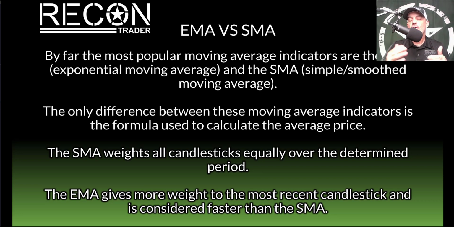The SMA weights all candlesticks equally over the determined period, whereas the EMA gives more weight to the most recent candlestick and is therefore considered a faster moving average.